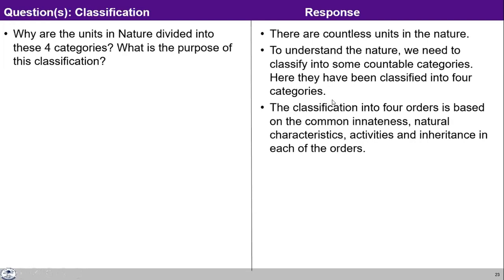In a particular order also, we can go to classify that further. So in the physical order also, we can classify further. There are some elements and then there are some compounds in the physical order. In the compounds also, we can have another series of compounds to understand. We can have another series of elements to understand. So based on the innateness, natural characteristics, activities, and inheritance, we have classified the nature into these four orders. And in each of the orders, again, we can classify that further. Similarly, in the bio order, we can classify further. We can call something as one kind of plant and something as another kind of plant. And this study has, of course, been done.